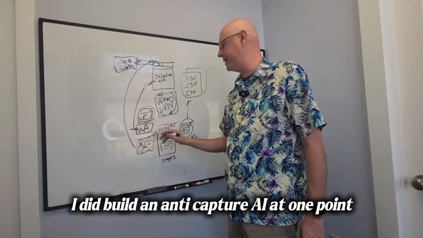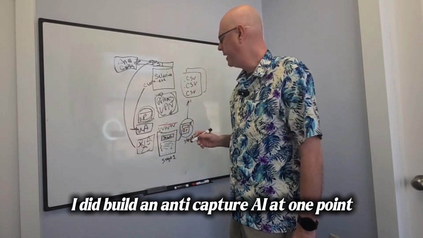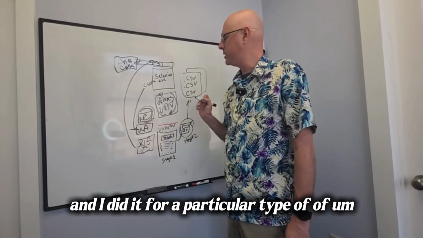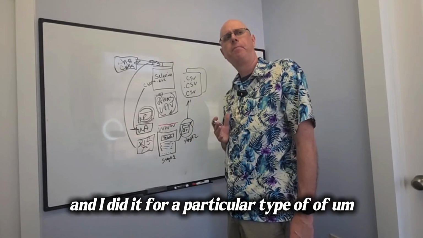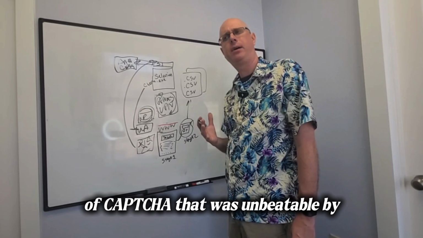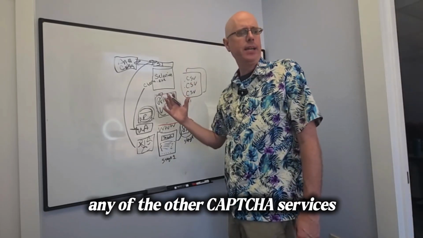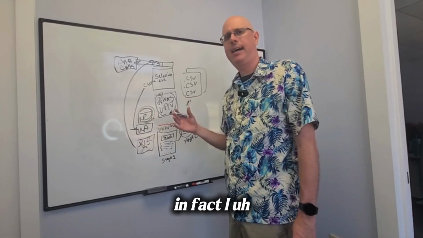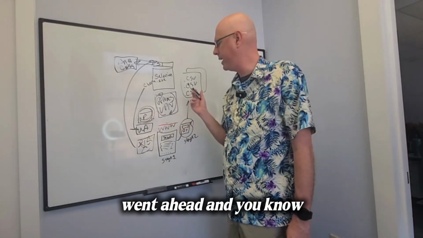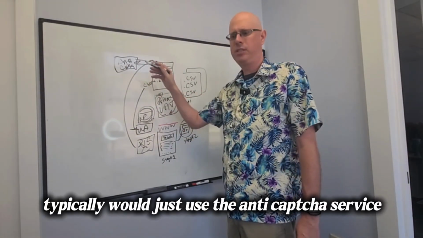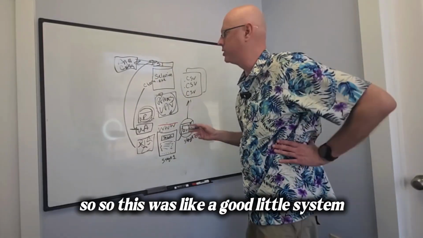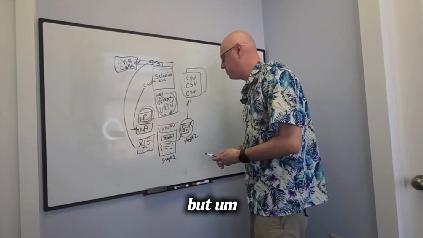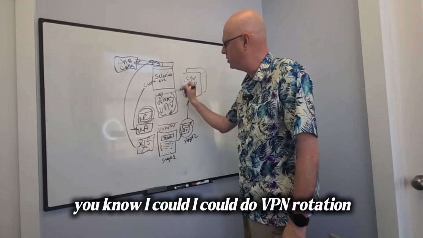I did build an anti-CAPTCHA AI at one point that ran on my own GPUs, for a particular type of CAPTCHA that was unbeatable by any of the other CAPTCHA services. But typically I would just use the anti-CAPTCHA service. So this was a good little system, and I could do VPN rotation.